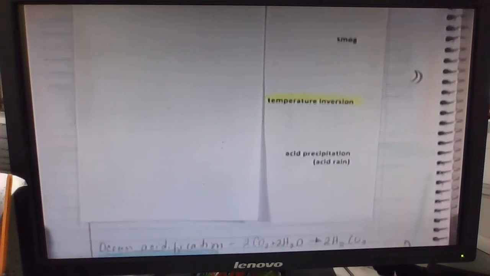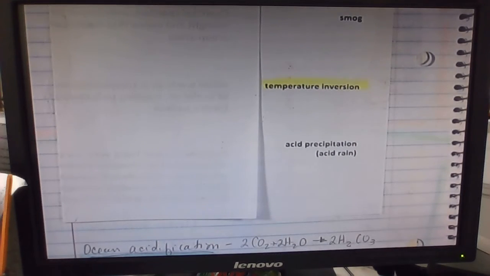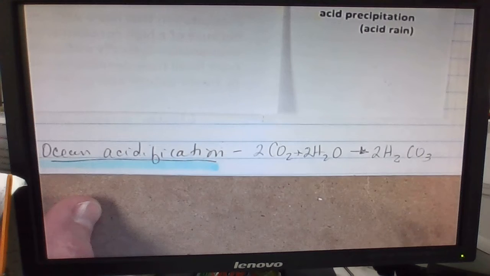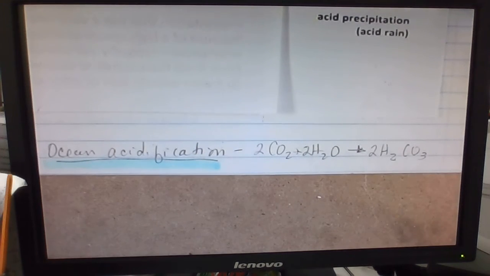All right, there's one thing that we need to add to this that wasn't on the vocab term. That is ocean acidification. Okay, let's do this first. Ocean acidification. 2 CO2 plus 2 H2O yields 2 H2CO3.